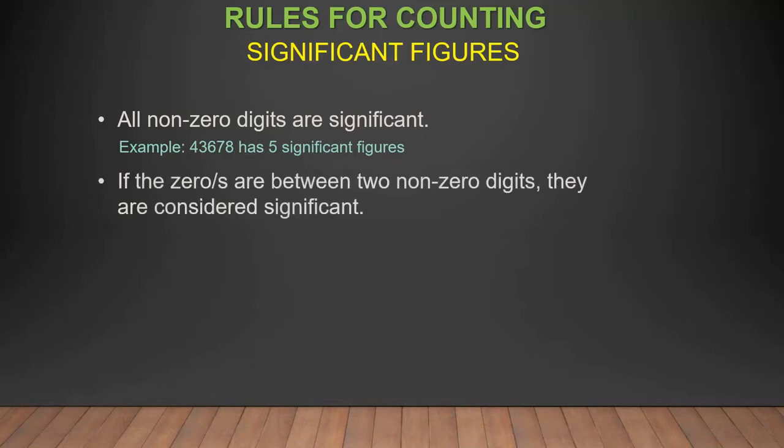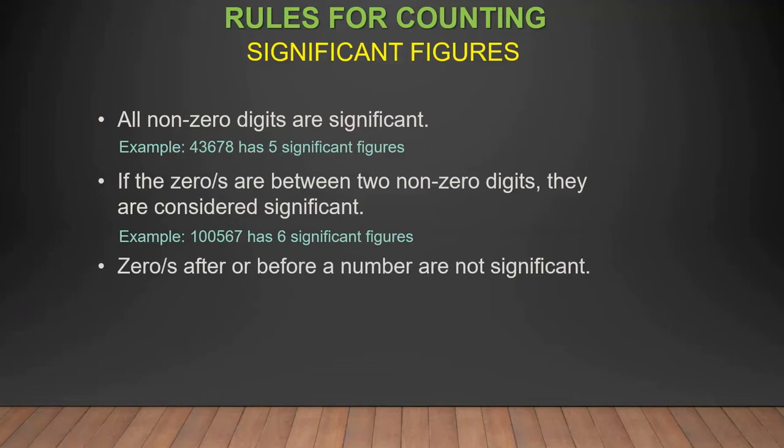If the zero or zeros are between two non-zero digits, they are considered significant. So for example, we have 100,567, which has 6 significant figures. The two zeros are between two non-zero digits, which are 1 and 5, so they become significant as well.